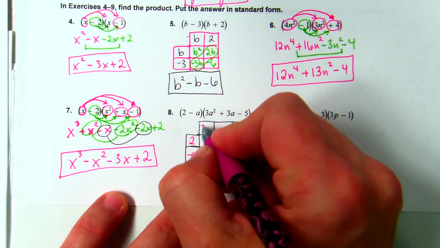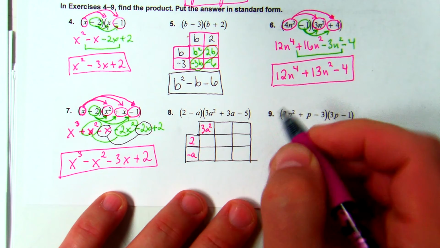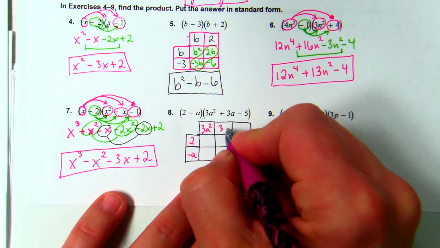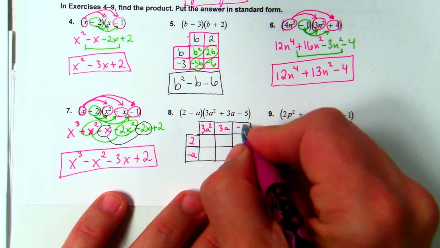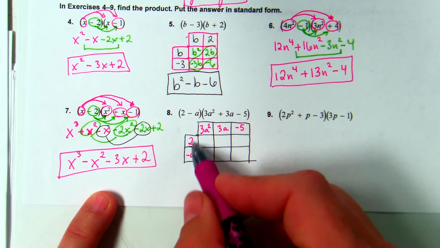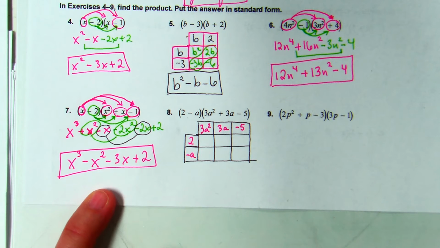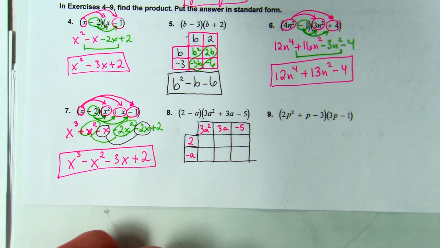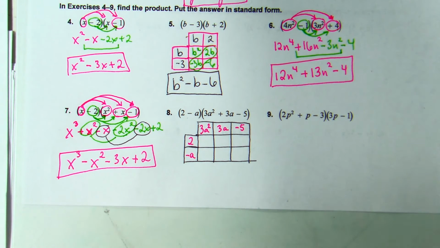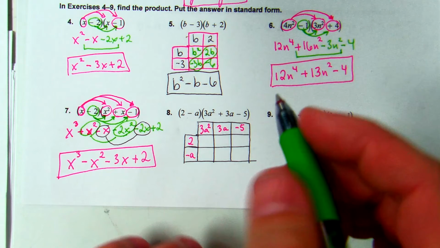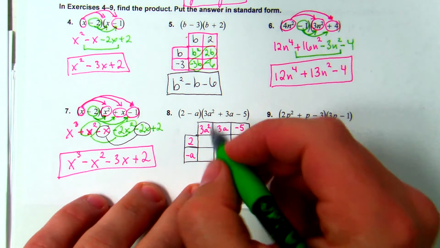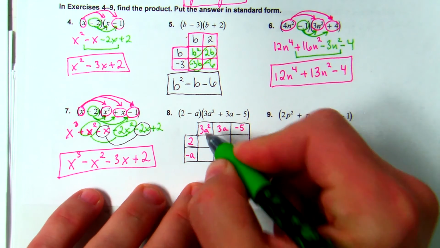This is going to be a 3a squared. Then we'll have a positive 3a. Then we'll have a negative 5. So we have our binomial here and our trinomial here. And this is still going to work out just fine. We can multiply this, simplify everything, combine like terms at the end, and it's going to work out just fine. So we're going to have 2 times this 3a squared.